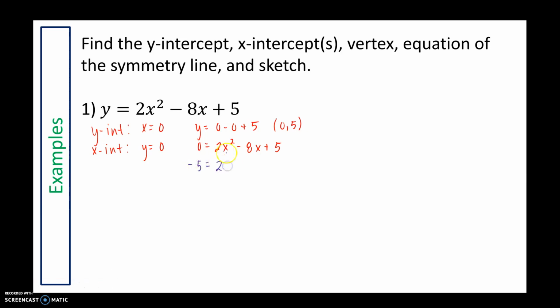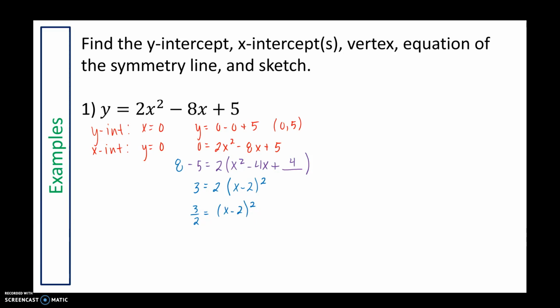Bring the 5 over. I have to factor the 2 out to make that lead coefficient, that value of a, positive 1. Okay, when I complete the square, half of negative 4 is 2. 2 squared is 4. But please remember, when you add to the left-hand side, you're actually adding 8 on there. 2 times 4, I added 8. So now 3 equals 2. I'm going to complete the square here. All right, I divide by 2.